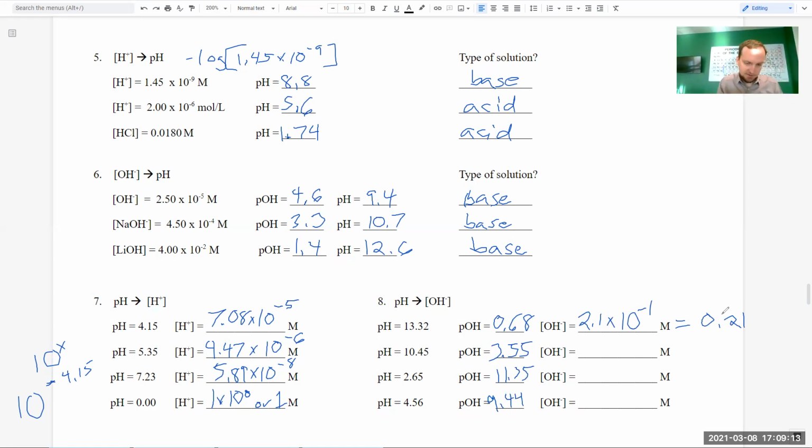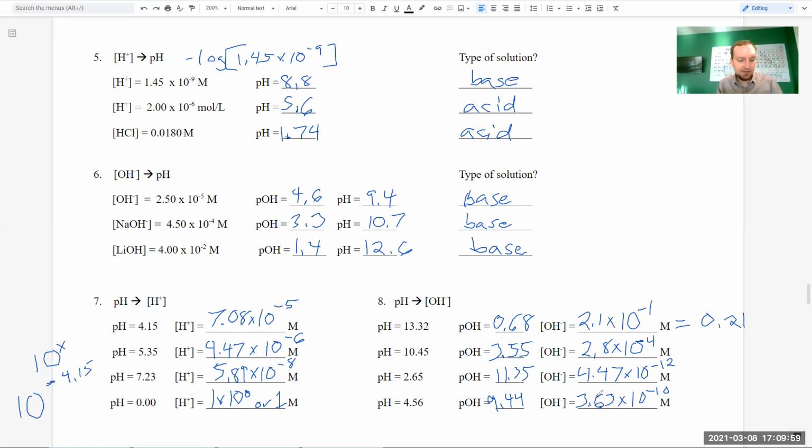Next one, 10 to the x of negative 3.55. And I get 2.8 times 10 to the negative 4. 10 to the x of 11.35. Oops. Negative 11.35. I made that mistake already once today. Is 4.4. I'm going to round that up to 4.7 times 10 to the negative 12. And last but not least, we have 10 to the x negative 9.44. And what we get is 3.63 times 10 to the negative 10.